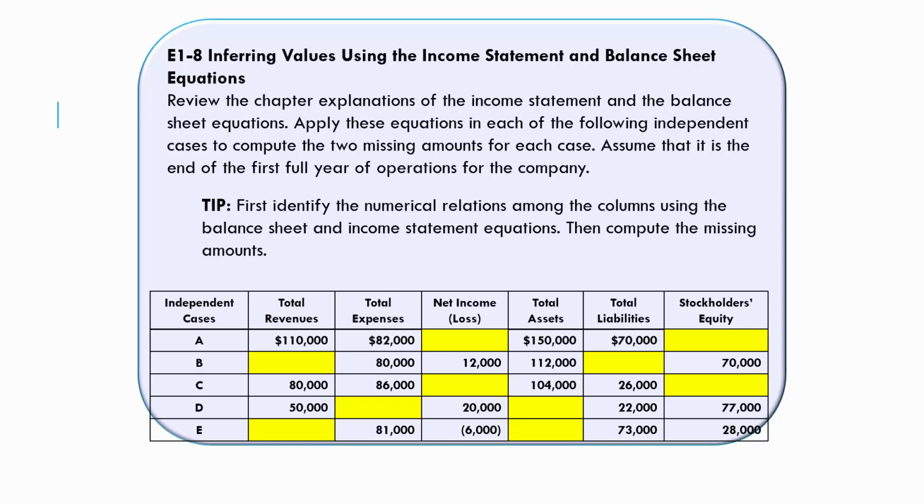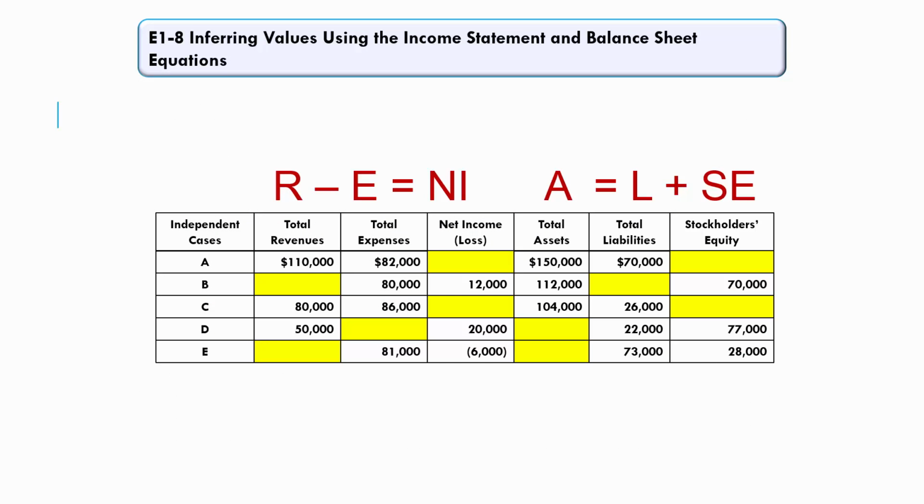So to get A, these are independent cases, by the way. They're not related to each other. So you just do one line, go to the next line. In A, simple, 110,000 minus 82,000 is net income. Assets minus liabilities is equity. 150 minus 70 is right. So you can fill in these blanks. And here again are equations at the top. Go through, fill in the blanks, and see that you know how to do these.